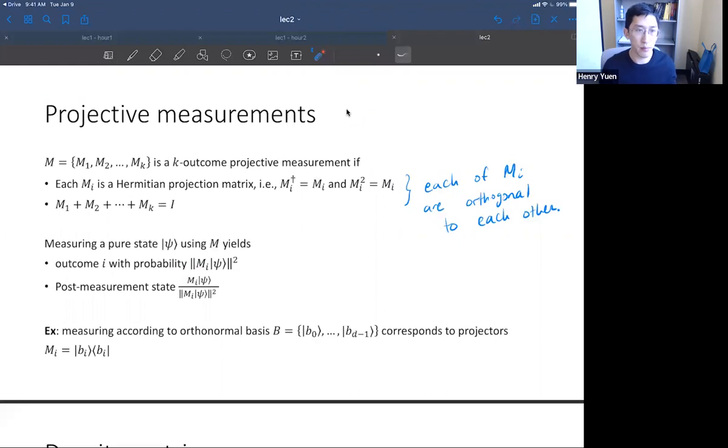The most common type of projective measurement is if you took some basis of your space, let's say B0 up to BD minus 1, then the corresponding projective measurement would have each of the MIs be the rank 1 outer product corresponding to that basis element. Okay, so that's the formalism for projective measurements, but that's with pure states.